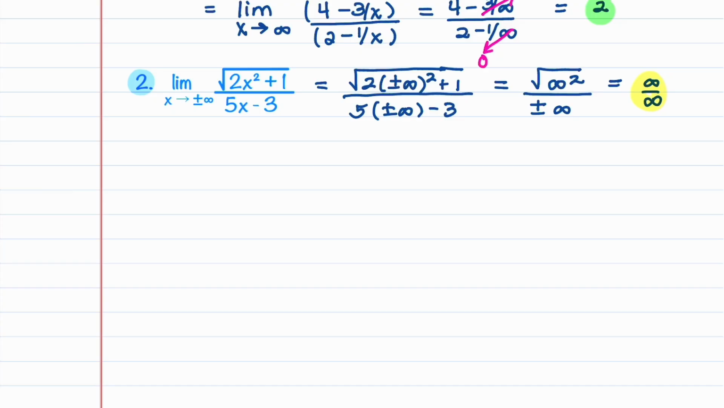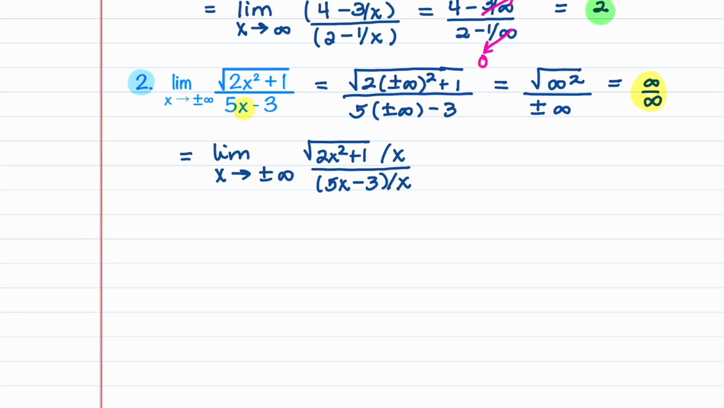So we end up with some form of infinity divided by infinity, which is an indeterminate form. Now what we're going to do is divide the numerator and the denominator by the highest power of x in the denominator, and that's just going to be x. This is equal to the limit as x goes to plus or minus infinity, the square root of 2x squared plus 1, divided by x, all divided by 5x minus 3, divided by x. This is actually more complicated than it looks. We need to know how to divide a square root function by x.